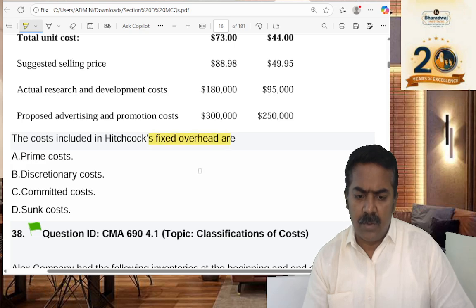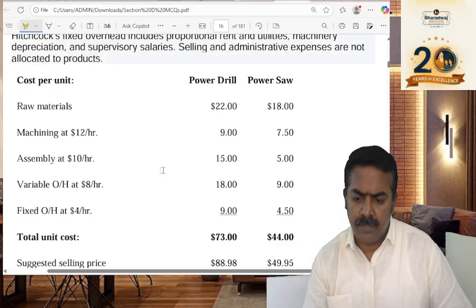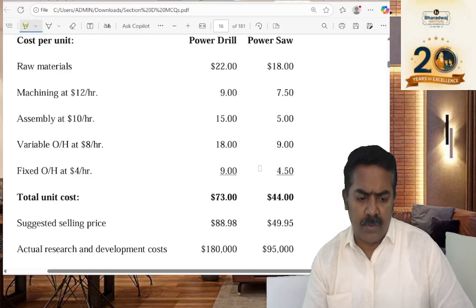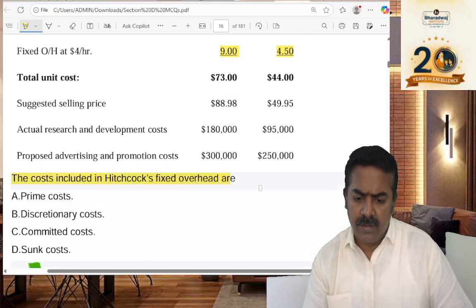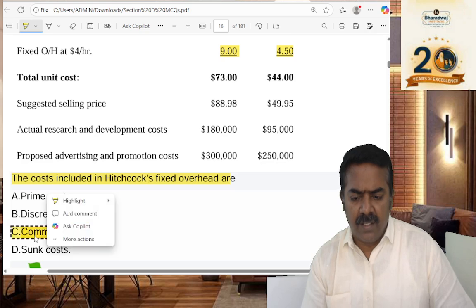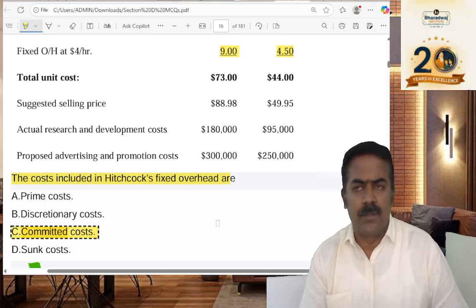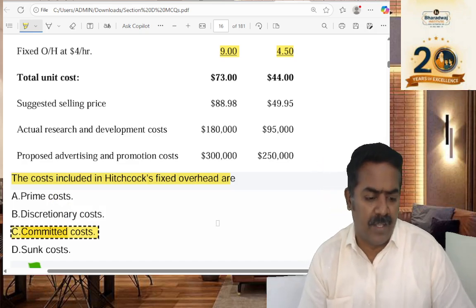Same question. The costs included in fixed overheads are fixed factory overheads. Is it prime cost? No. Is it discretionary cost? No. Is it sunk cost? No. This is which one? Committed cost. Otherwise, fixed costs are already committed, like rental charges, depreciation, etc. They are covered, more like a committed cost.